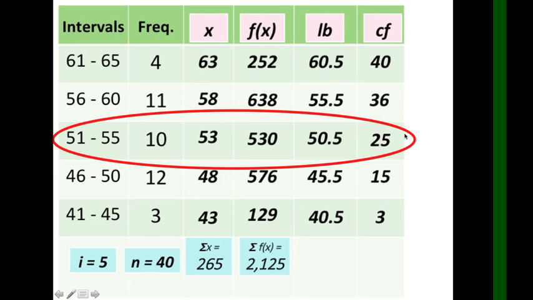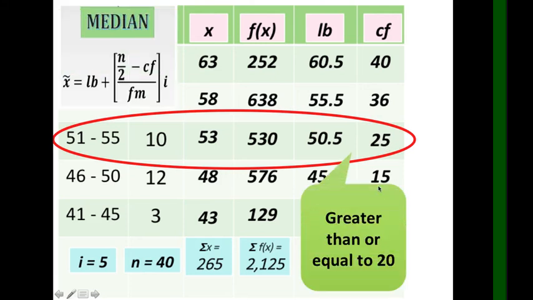Okay, now, ano ang number na mas mababa ngayon sa 25? And that is 15. Okay, so greater than or equal to 20, 25. 15 is lower than 25. Now for the lower boundary, ito na yung basis natin. Kasi it's greater than 20 but not less than 20, and that is 25. Then we encircle it. What is less than 25 is 15. Laging ganun yun. So ngayon, what is the lower boundary? Our lower boundary is 50.5. Our n divided by 2 is obviously 20. Yun yung nakuha natin kanina.